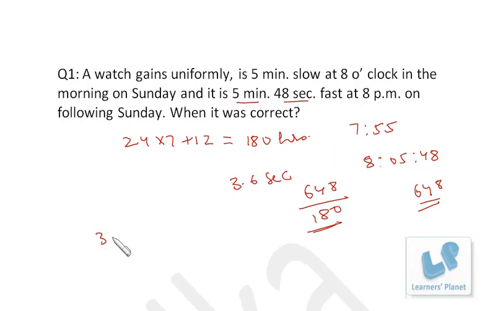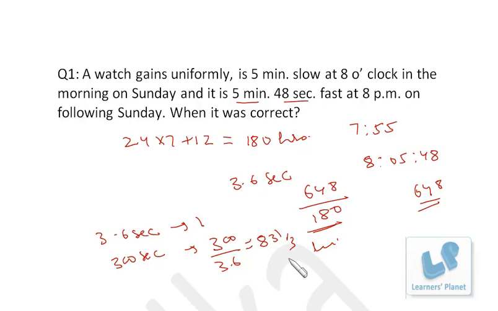So 3.6 seconds is gained in 1 hour. That means 300 seconds will be gained in 83 1/3 hours, right? From Sunday to Monday 24, Monday to Tuesday 24, Tuesday to Wednesday morning 24, that is 72 hours. And then 83 1/3 means 11 1/3 hours more, right?